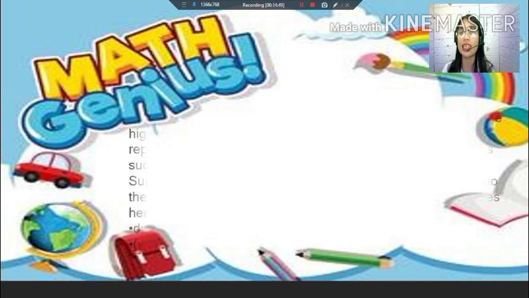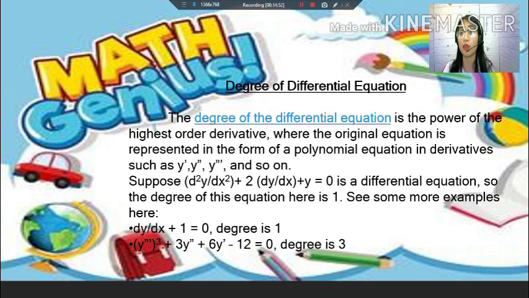And this is another one. What is the degree of a differential equation? We talk about this in this video also. The degree of a differential equation is the power of the highest order derivative, where the original equation is represented in the form of a polynomial equation and derivatives such as y prime, y second prime, y third prime, and so on. Suppose d squared y over dx squared plus 2 times dy over dx plus y equals 0. It's a differential equation, so the degree of this equation here is 1.